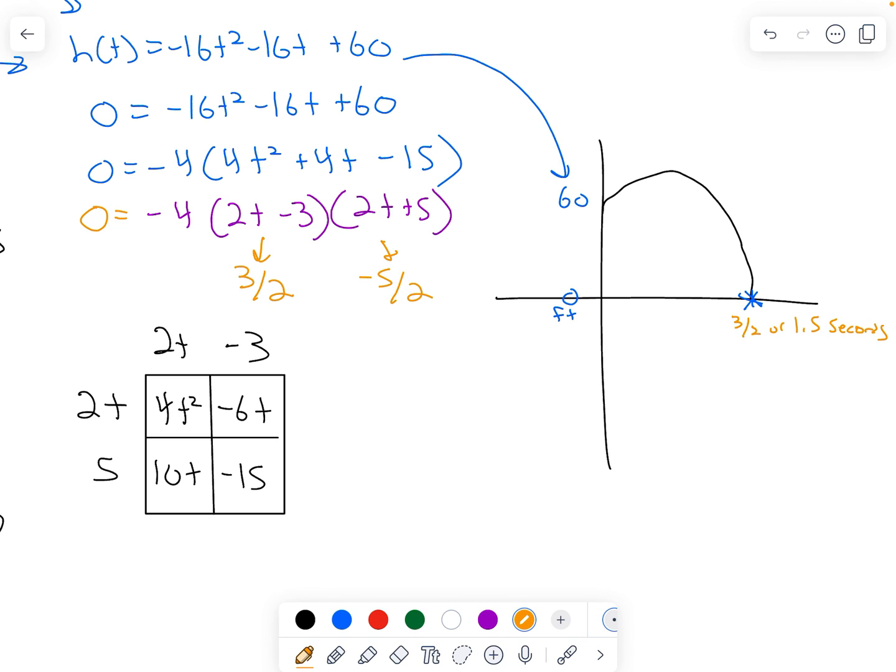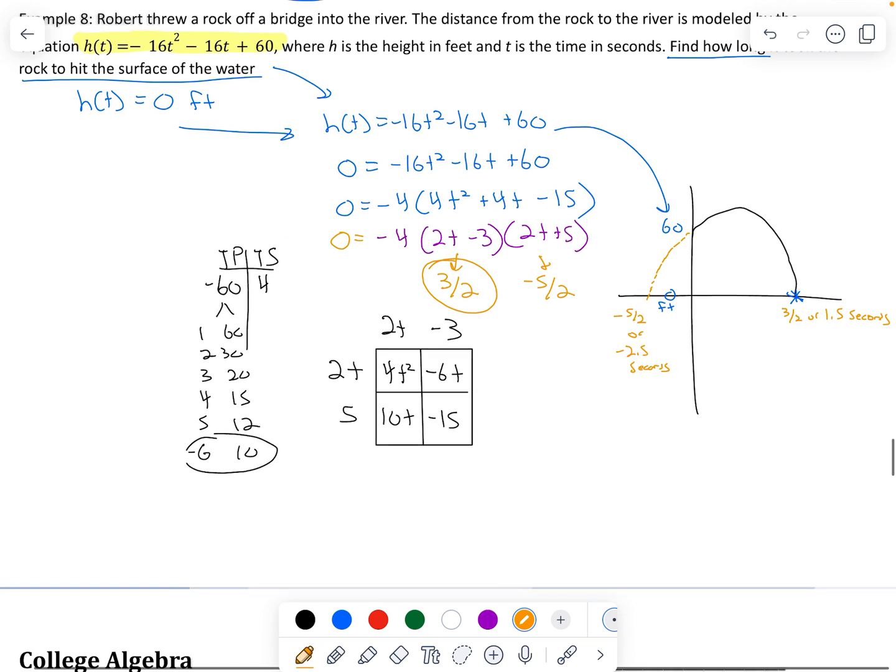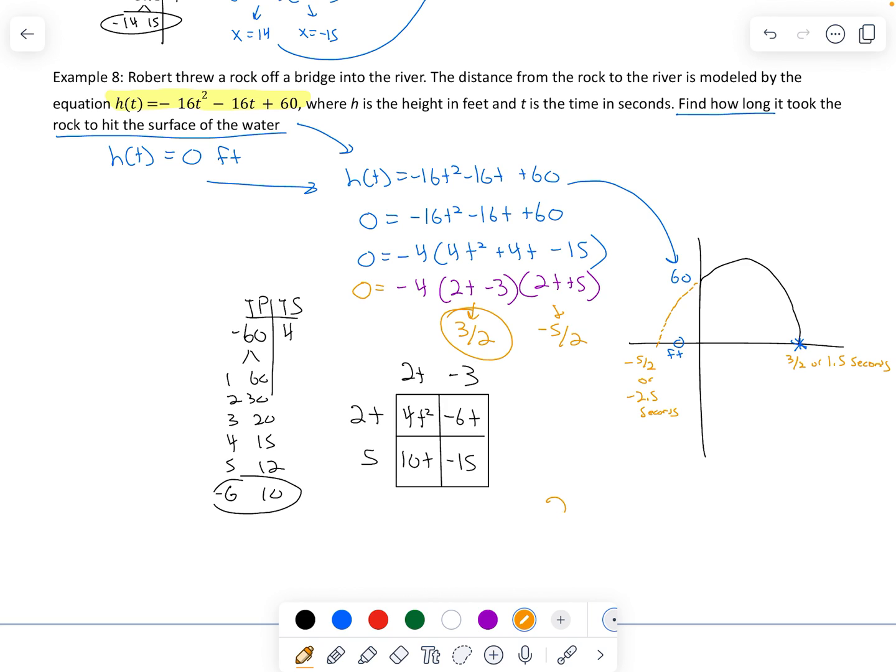Now, I chose that answer right here because that's the positive answer. It is true that this quadratic goes back this way, back in time, negative 5 halves or negative 2.5 seconds. But of course, in the context of this problem, that doesn't make any sense. We can't go back in time to see where the rock would have come from if it was thrown from the water in the past. So 1.5 seconds is the answer.